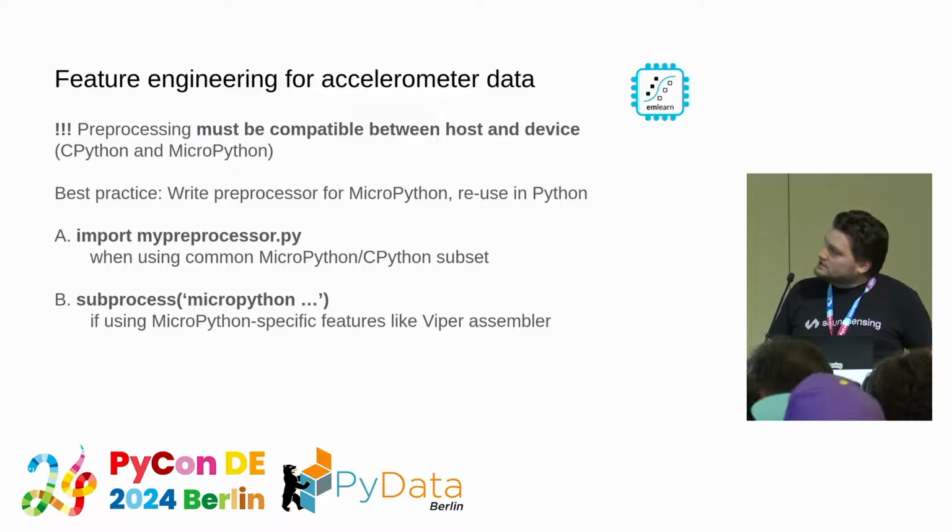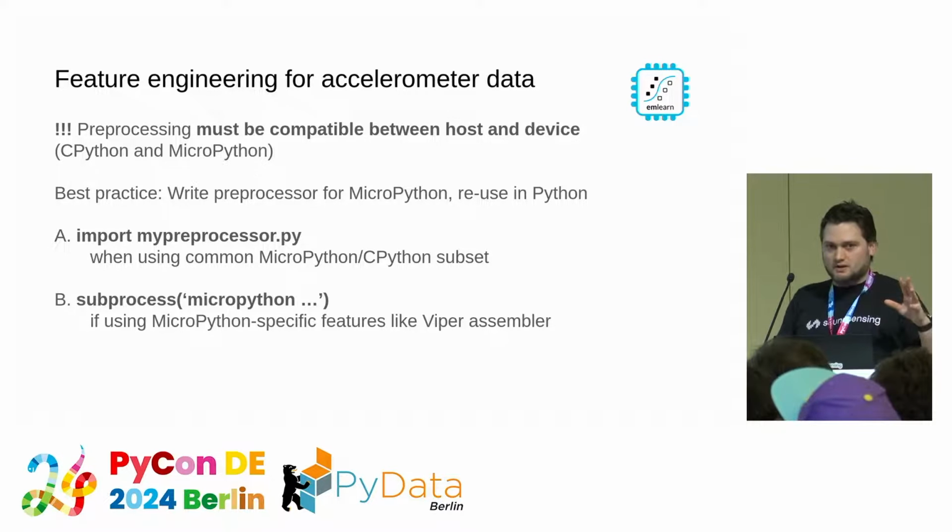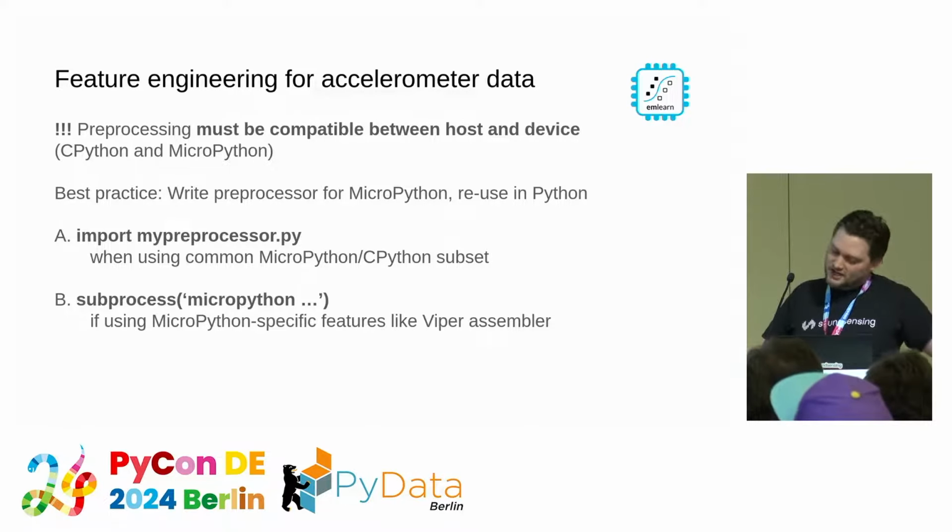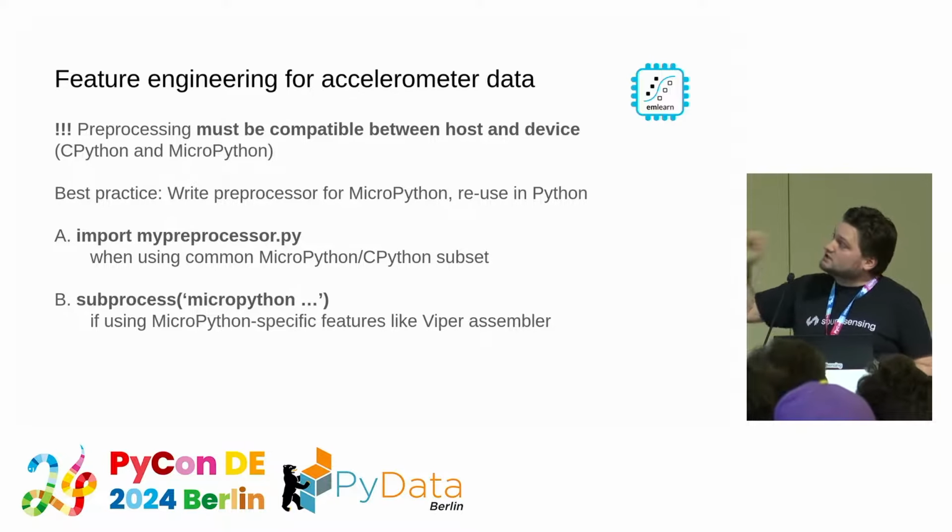So this feature engineering, as always, you must make sure that it's compatible when you're doing machine learning. And now you have two worlds, the device world and your training world, to make sure that they have compatible preprocessing. So the best is to write the preprocessor that is compatible with MicroPython, and then reuse the same code in Python, and you know that it's compatible.